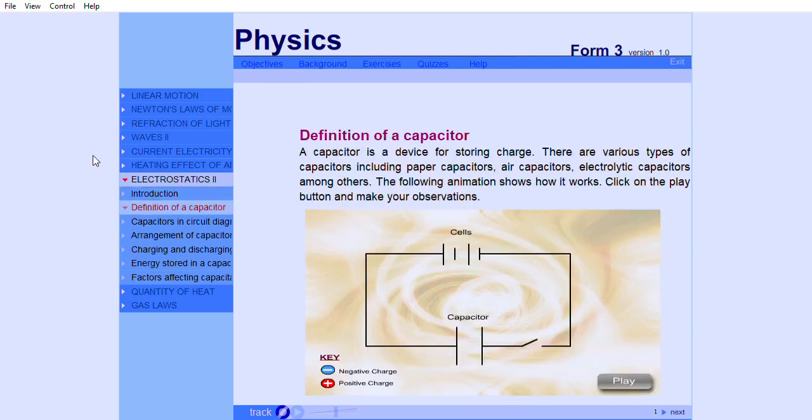Capacitors. A capacitor is a device for storing charge. There are various types of capacitors including paper capacitors, air capacitors, electrolytic capacitors, among others. The following animation shows how a capacitor works. Click on the play button and make your observations.